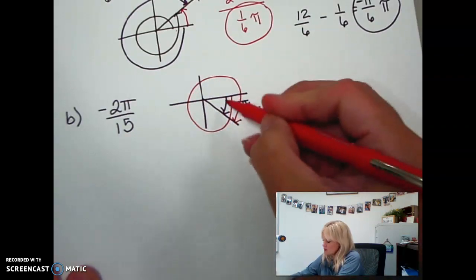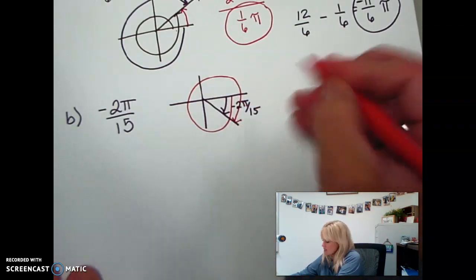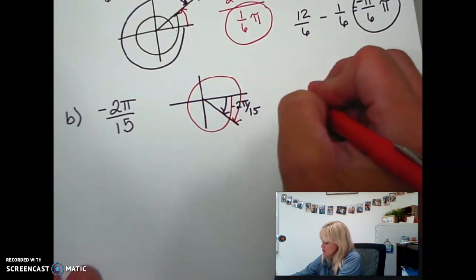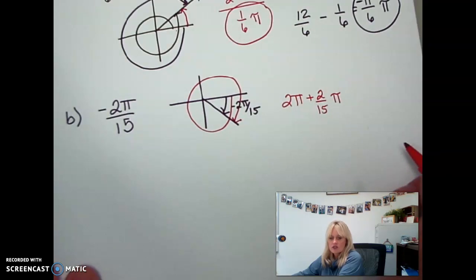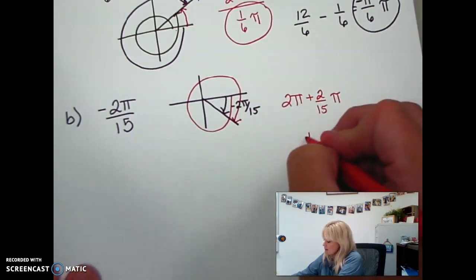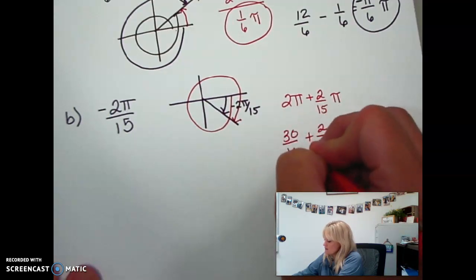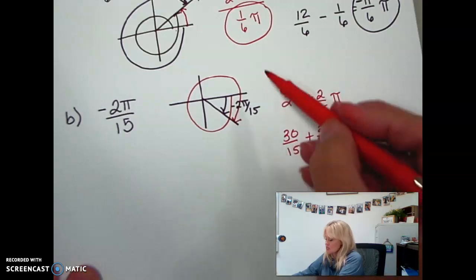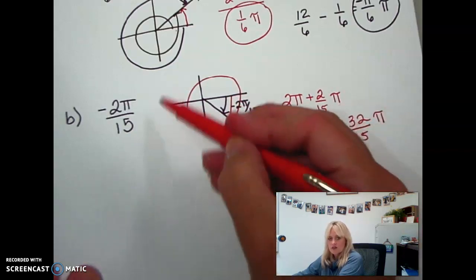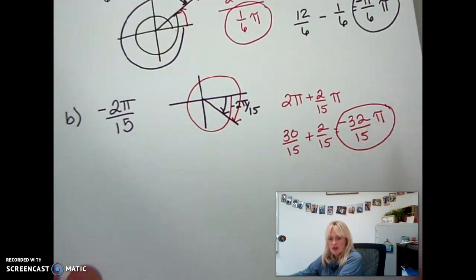So this one, I went all the way around and another 2 pi over 15. So what is 2 pi plus 2/15 pi? Again, go ahead and use your calculator, or my common denominator of 15 means 30/15, and that means 32 pi over 15. Now remember, what direction did we go? We went down first, so this is a negative 32/15 pi.